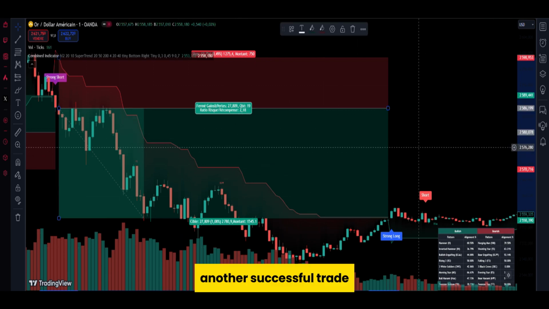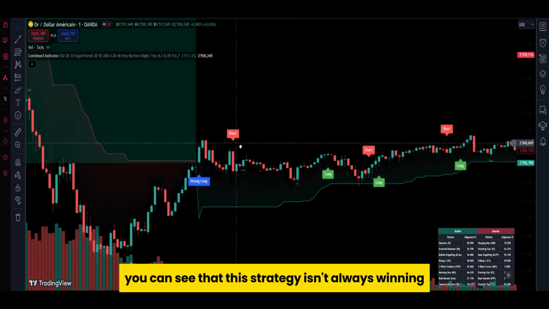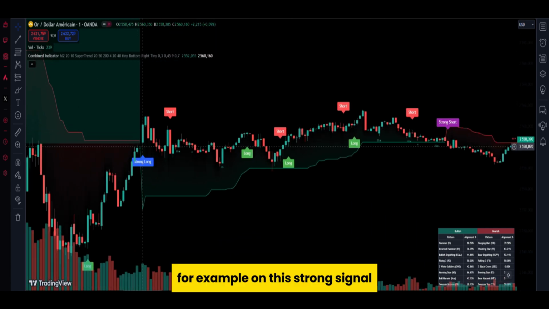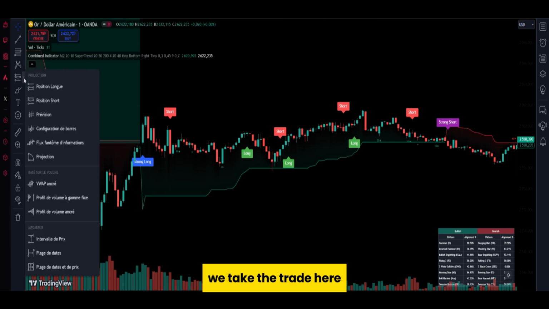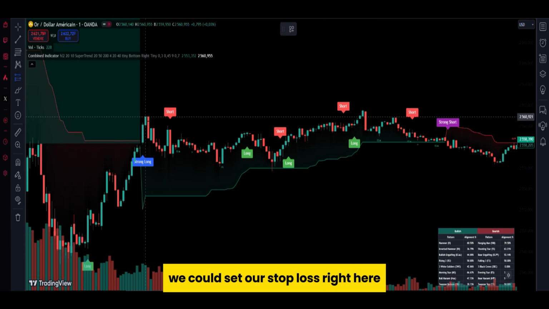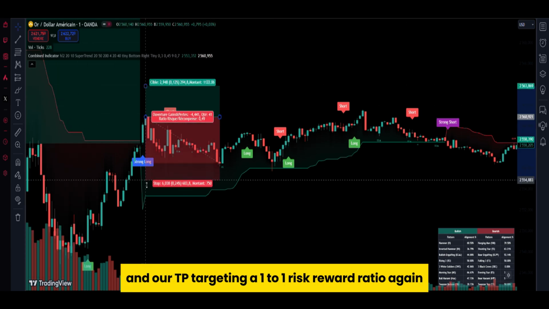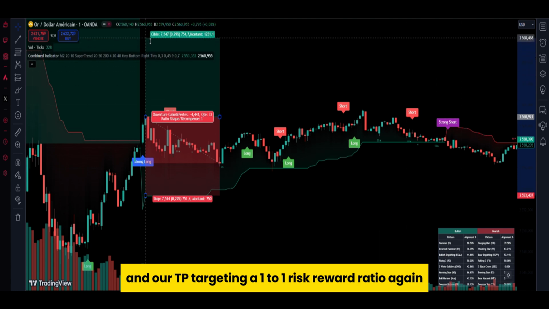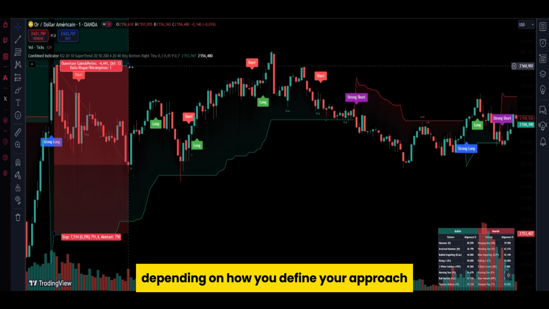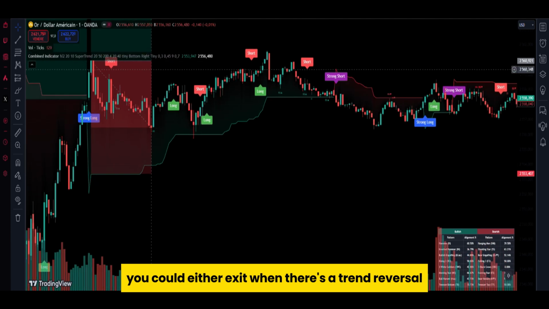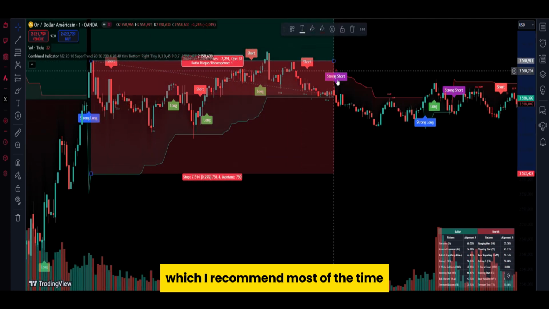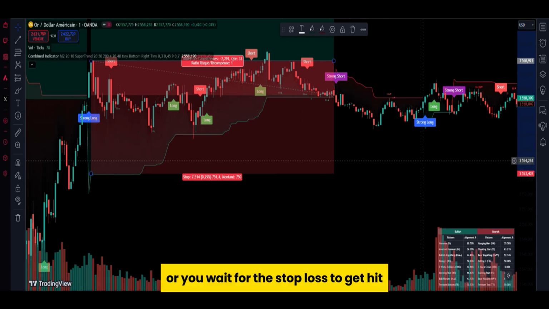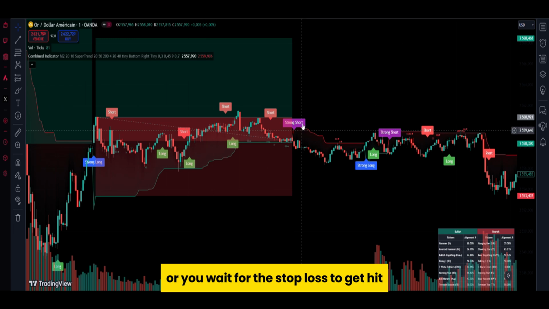Another successful trade. You can see that this strategy isn't always winning. Not all strategies are, of course. For example, on this strong signal, we take the trade here. We could set our stop loss right here and our TP targeting a 1-to-1 risk-reward ratio. Again, depending on how you define your approach, you could either exit when there's a trend reversal, which I recommend most of the time, rather than waiting for your stop loss to be hit. Or you wait for the stop loss to get hit.